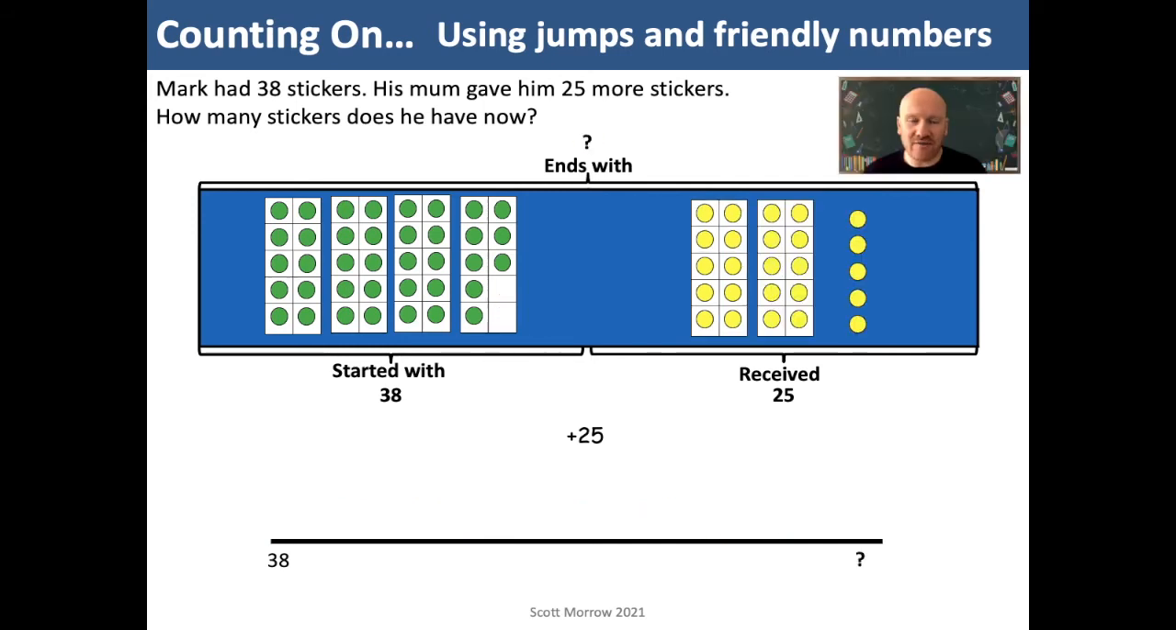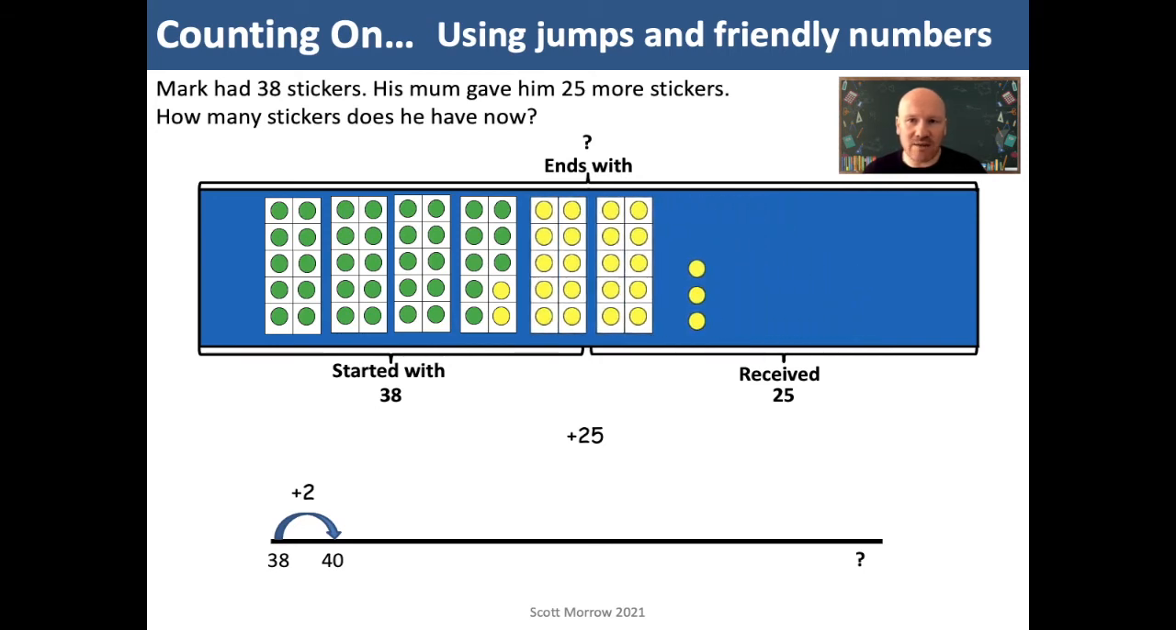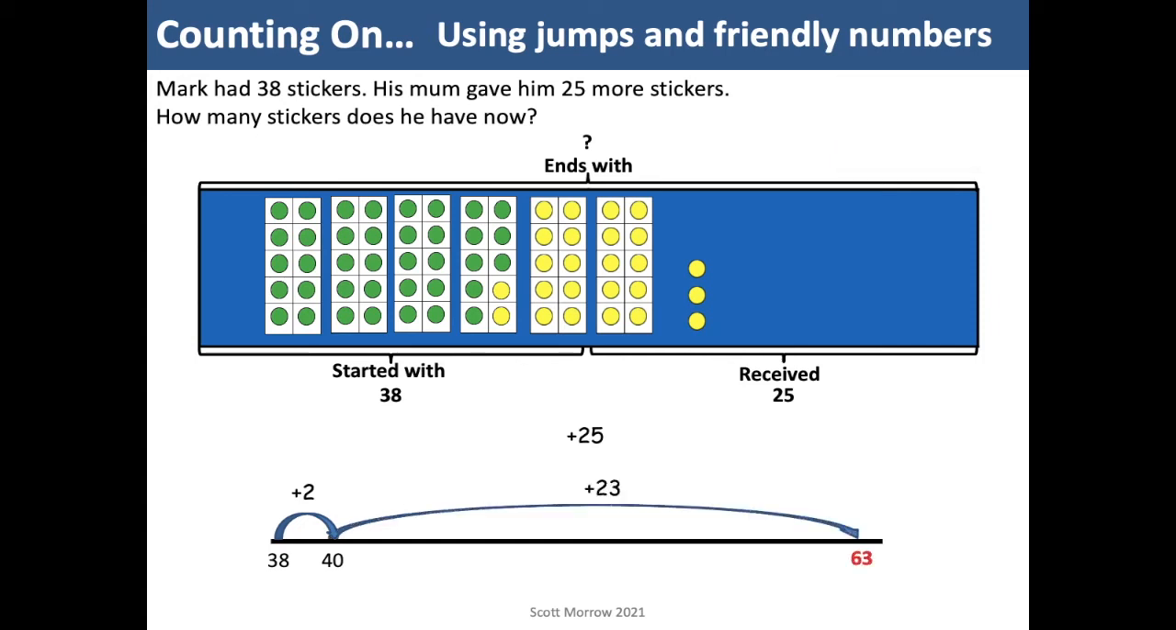Or I could have done that in fewer steps. Let's start at 38 again and count on 2 to get to 40. Now that I'm at that friendly number, it becomes much easier to add on that remaining 23. So rather than breaking that down and doing it in more jumps, I can add on 23 in one jump.